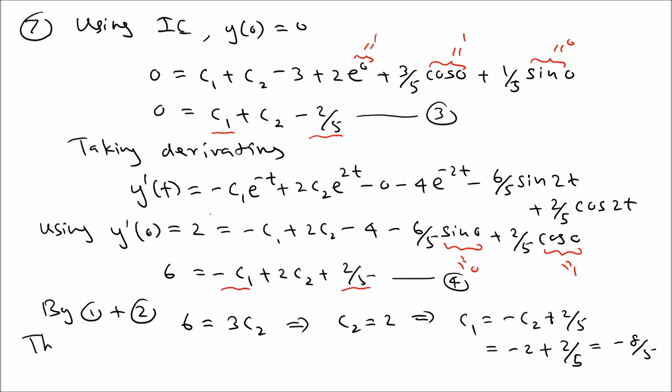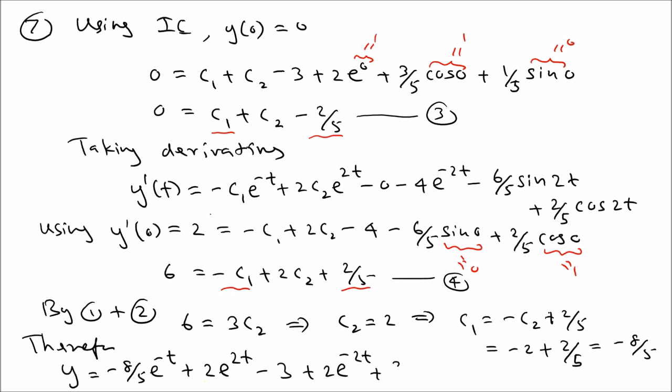So we get the solution. Therefore, we have the solution y equals negative 8/5 e^(-t) plus 2e^(2t) minus 3 plus 2e^(-2t), and then 3/5 cosine 2t plus 1/5 sine 2t. You can see that none of the terms are zero. That's very interesting. Okay, so that's the solution.